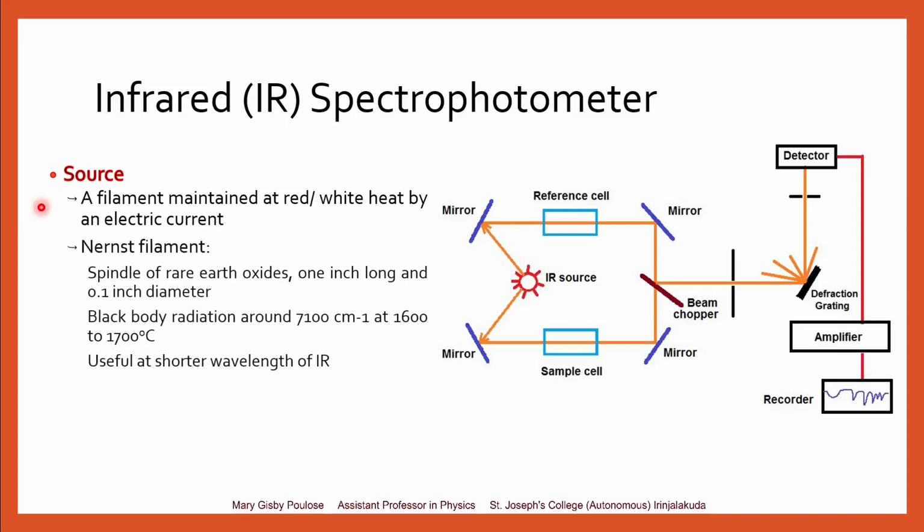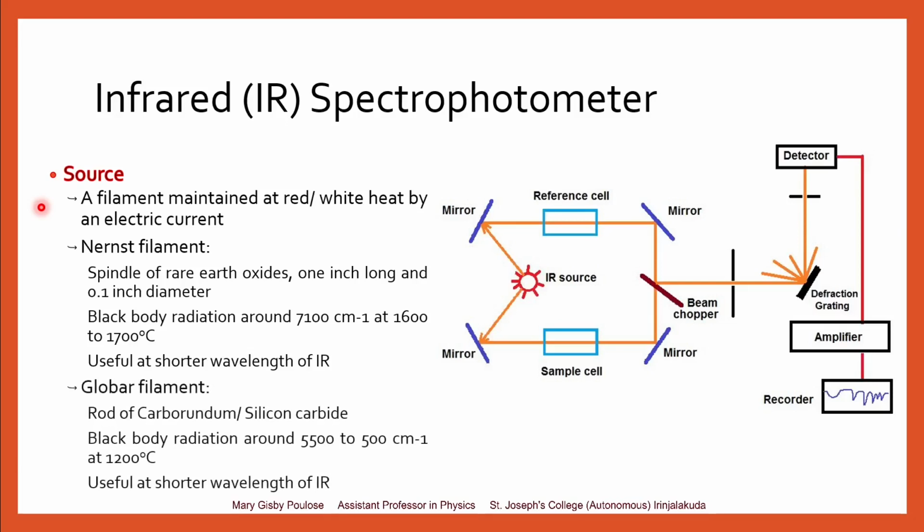Now one of the sources is a Nernst filament. It is a spindle of rare earth oxides of 1 inch long and 0.1 inch diameter. This produces black body radiation in the wave number range of 7,100 centimeter inverse. And its temperature is around 1600 to 1700 degrees centigrade. It is useful to produce shorter wavelengths of infrared region.